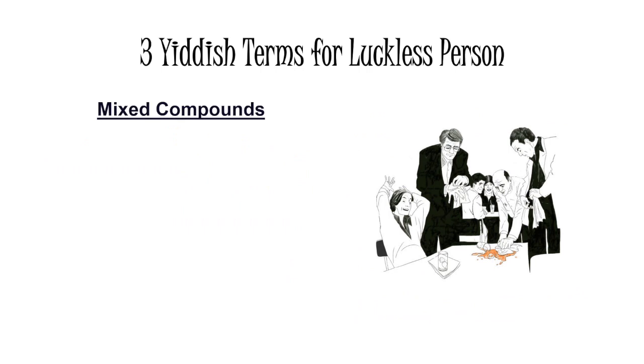So there are three terms in Yiddish for a luckless person. There's a shlemiel, a shlemazel, and a nebish. A shlemiel is someone who invariably dumps his soup on somebody. A shlemazel is the person who invariably has soup dumped on him. And a nebish is someone who picks up after a shlemiel.